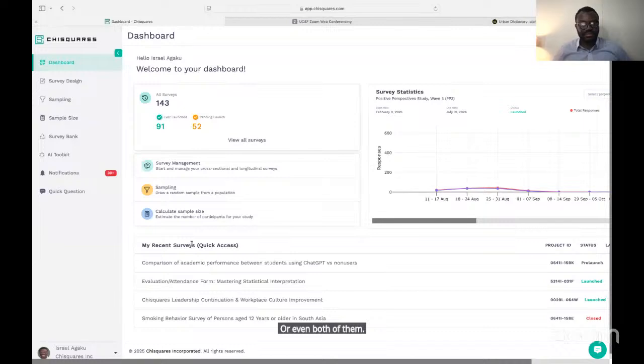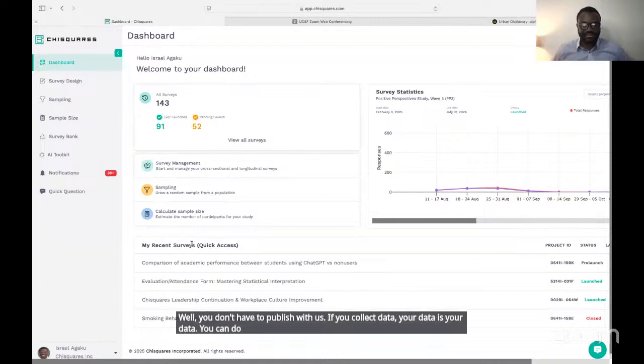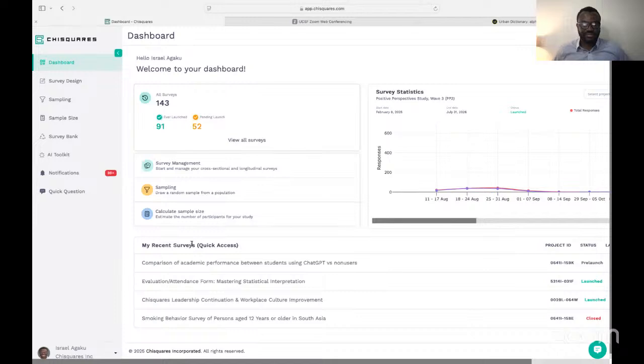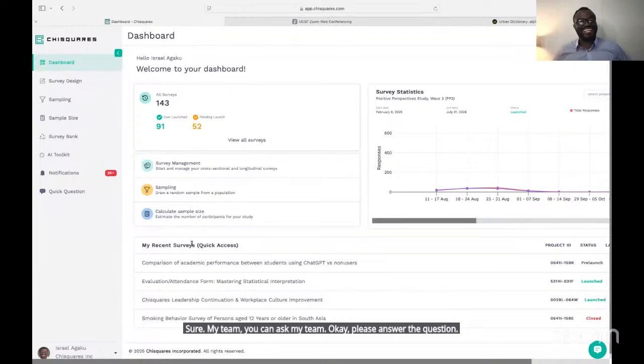Can we publish a study with your team by collecting data online? Well, you don't have to publish with us. If you collect data, your data is your data. You can do whatever you want with it. Can they do it with your team? Sure, you can ask my team, and Lungile is here. Lungile, please answer the question. It was directed to you.